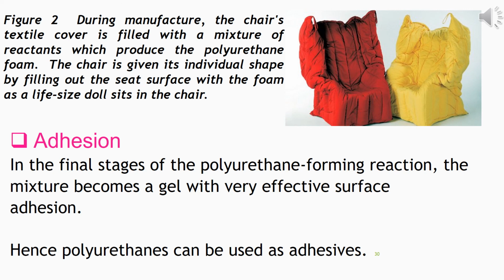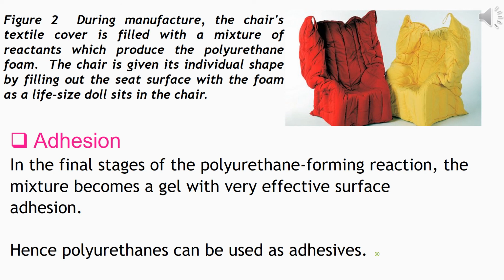Now figure 2 shows that during manufacture, the chair's textile cover is filled with a mixture of the reactants which produce the polyurethane foam, and the chair is given its original shape by filling out the seat surface with foam, as a full-size doll sits in its chair. So the cover is put on the chair, and then the mixture of the reactants is introduced into it, which produces the polyurethane foam. This is one example.